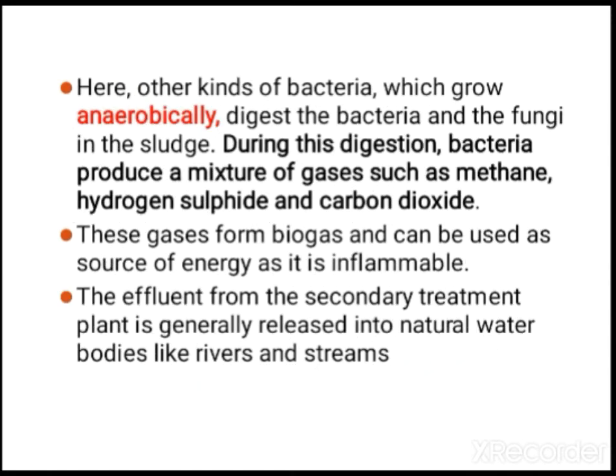Second step, anaerobic sludge digester. The bacteria grow anaerobically, and by means of anaerobic digestion they produce methane, hydrogen sulfide and carbon dioxide, and all the waste materials are mostly digested. The gases form biogas, and the biogas can be used as a source of energy as it is inflammable. It can be used in homes, for the stove and all, for domestic usage.